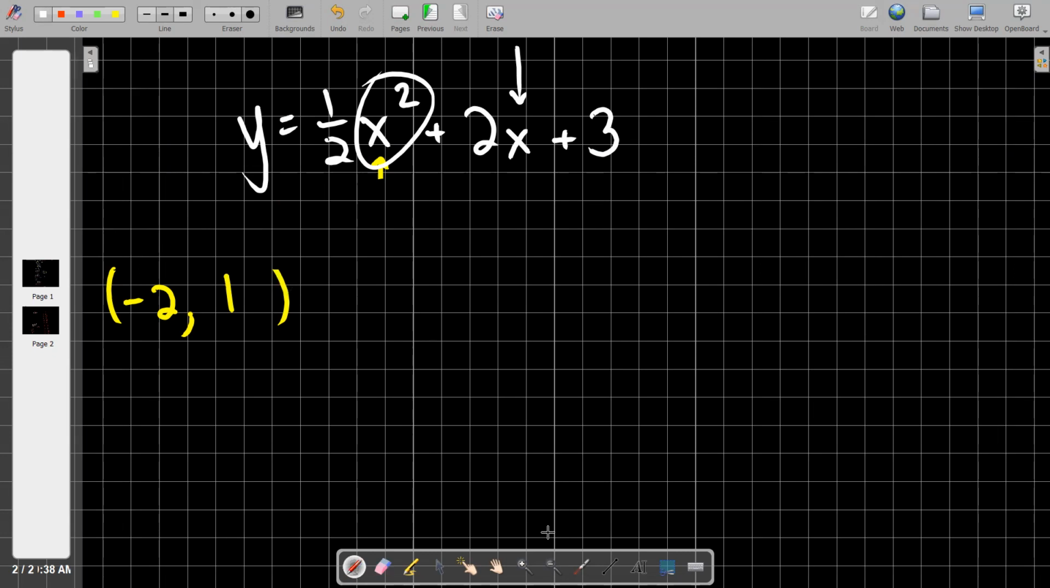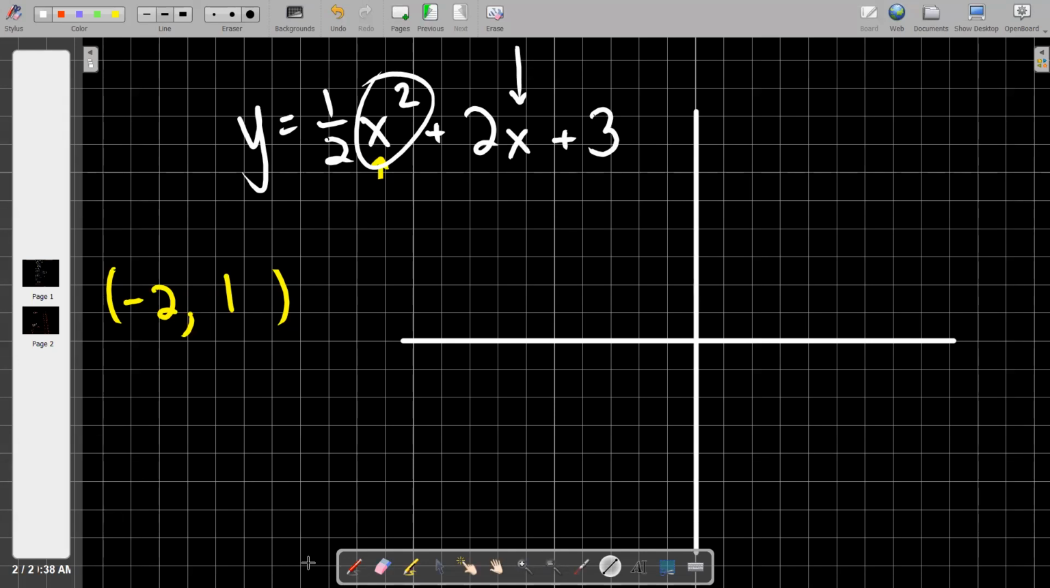We would now know that the vertex is at the point -2, 1. So the first thing you do when you're making a graph is you head over to that point and you put a dot there. So I'm going to go left 2, up 1. There it is. That's huge. That's my jumping off point.